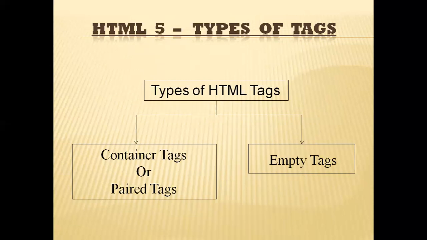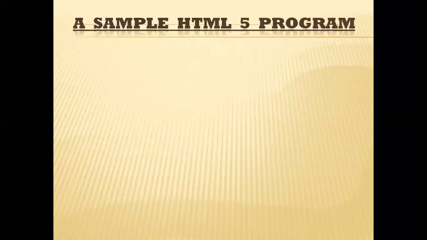Empty tags are non-paired or singular tags, or they are also called standalone tags, which do not have an ending tag. For example, the BR tag, the HR tag, the IMG tag, etc. These tags we will be learning in the further sections when we go for HTML programming. So these were the two types of tags. Now, a further example will be shown in the next slide with a sample HTML file program.